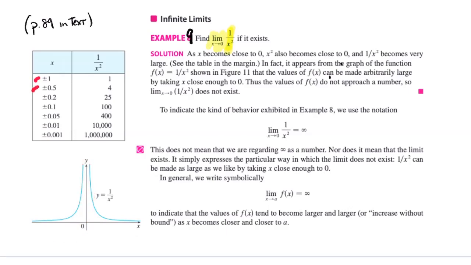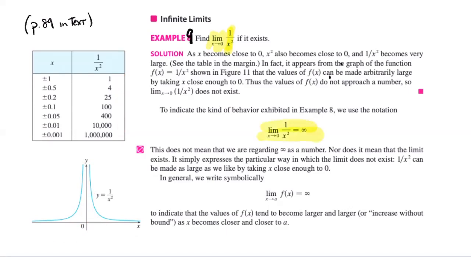The author's got a sequence of points. He's writing plus and minus at the same time, but those numbers are getting closer and closer to 0. And you can see the closer they get to 0, the bigger the output of the function gets. So in this sense, this limit doesn't exist. The limit doesn't exist because the values are not approaching a finite number. But we are going to write down something that indicates in what way they don't exist.